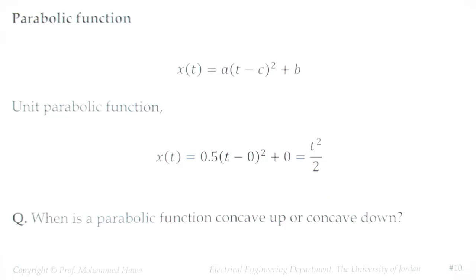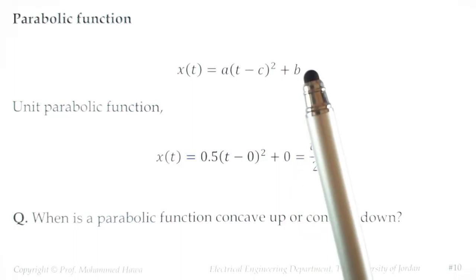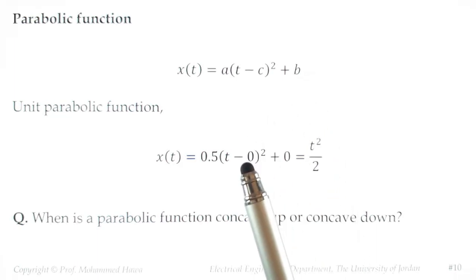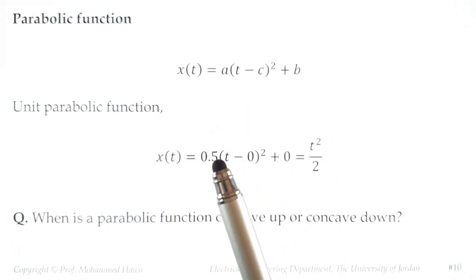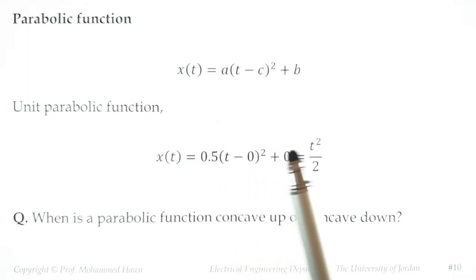We could simplify and put 0 for that vertical shifting parameter. We could use 0 for that horizontal shifting parameter, and we could use 0.5 for the scaling factor. We get t square over 2. This is what we call unit parabolic function. It's the very simple, very basic parabolic function. I want to show you the effects of those constants a, b, and c on the shape of the parabolic function. But before I do that, maybe you can answer me a question.